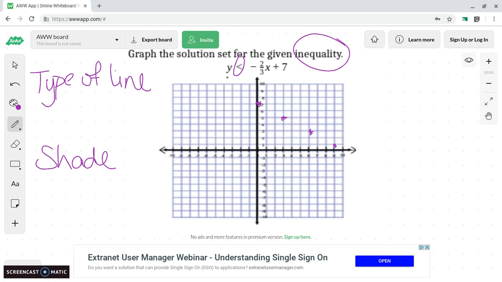Okay. So now, before we connect our dots, we need to think about the type of line. So if you remember, we either have a dotted line, or we can have a solid line. For a dotted line, that happens when we have the less than or the greater than, but not the or equal to. A solid line is when we have the or equal to symbol. So for our inequality, we have a less than symbol that is not or equal to. So that means we're going to have a dotted line.